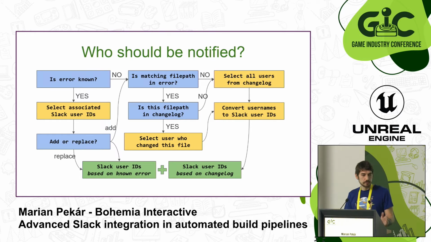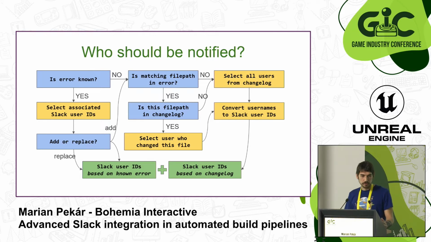If this error is associated with only a concrete developer and no one else needs to know, then only this user is notified. But if the error is not known, or we should notify other people, we then proceed to inspecting the error, and we are looking for a matching file path. Because if there's a file path in the error log, there's a high chance this file path will be in the changelog too. So if we find a match, we notify only the user who made the last change in this file.